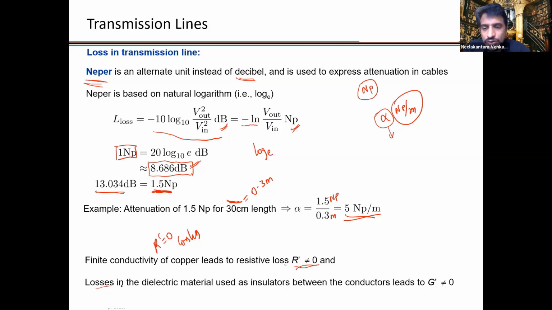Similarly, losses in the dielectric material are going to lead to a G' which is not 0.